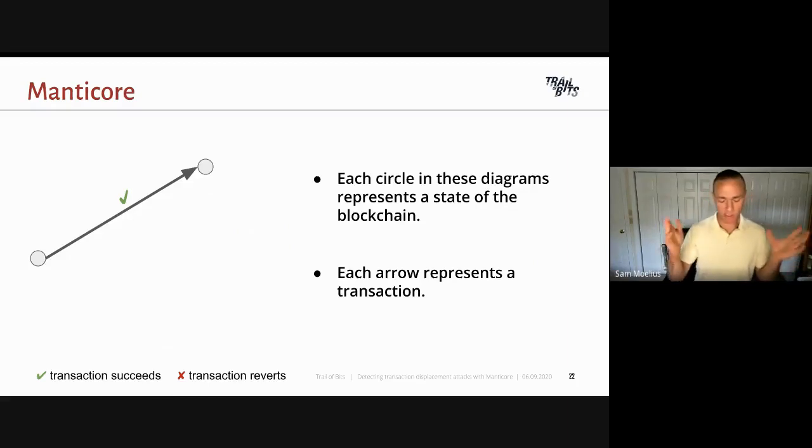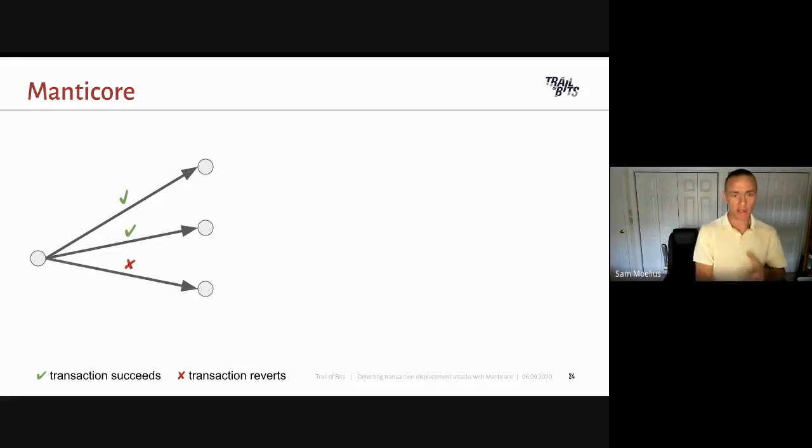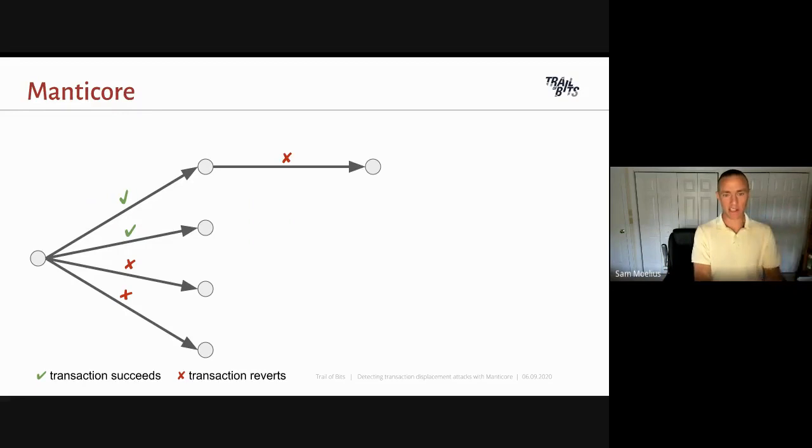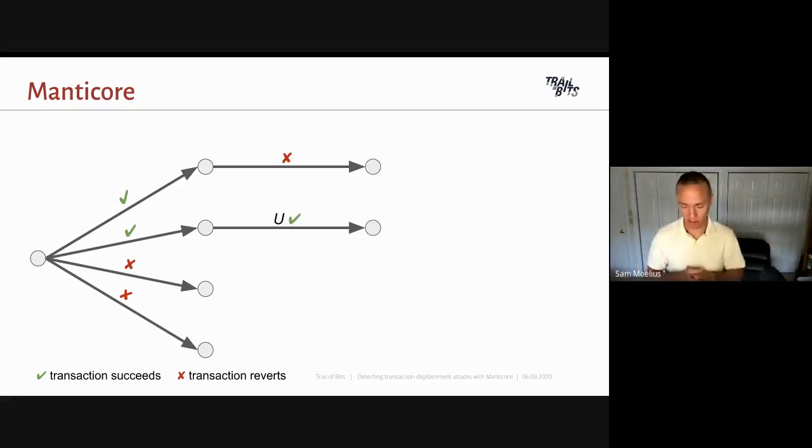So the way that you would typically use Manticore is you would deploy some number of contracts to its internal blockchain. And then you would have Manticore generate symbolic transactions against one or more of those contracts. So Manticore will then systematically generate the search tree, generating transactions against those various contracts. So that's what Manticore does just out of the box.